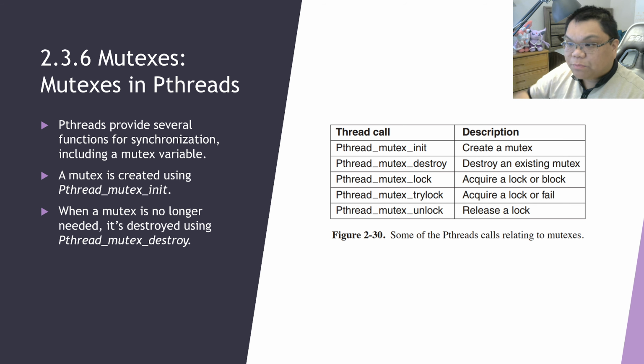So pthreads provide several functions for synchronization, including a mutex variable. We create a mutex using pthread_mutex_init, and then if we don't need it anymore, we call pthread_mutex_destroy.